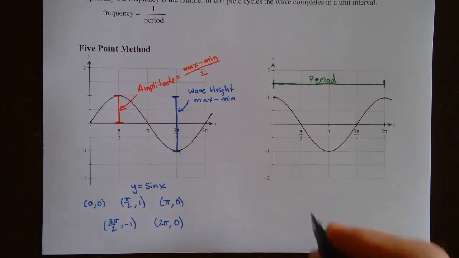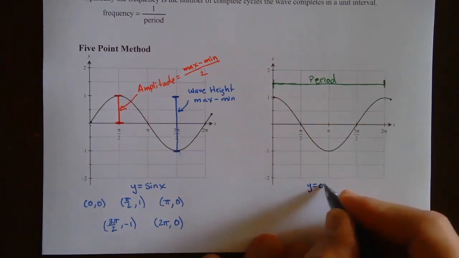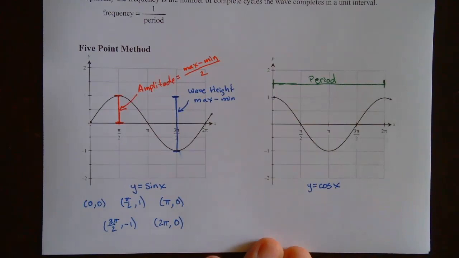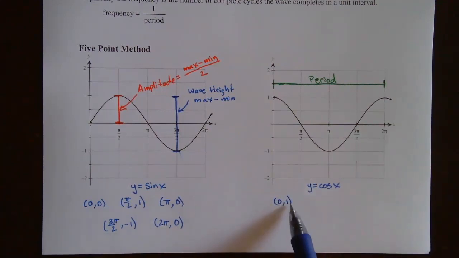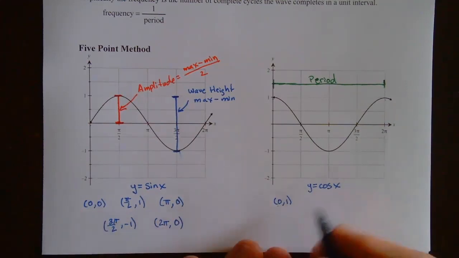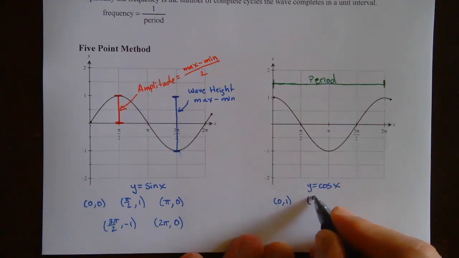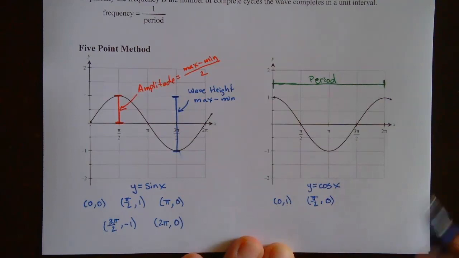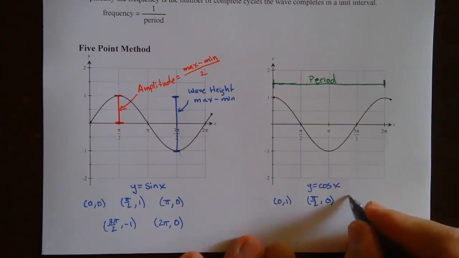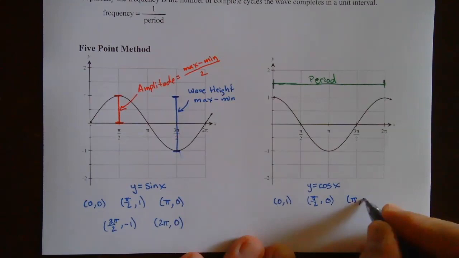Okay, this is y equals cosine of x, okay? And the 5 points that we're going to use for cosine of x start with 0, 1, because when you take the angle of 0, the ratio of cosine would give you a ratio of 1. Same thing over here with these 5. An angle of pi over 2 would give you a ratio of 0, because at pi over 2, if you go around the unit circle, the x is 0, and the cosine ratio is your x over your r for that unit circle. And then pi would put you at negative 1.